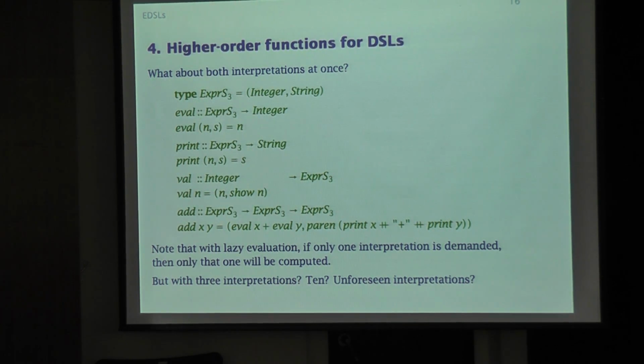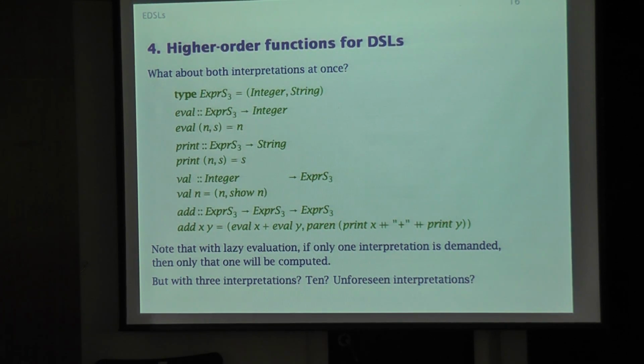Easy. Now, val is supposed to take an integer and make one of these pairs. If the integer is n, it makes the pair whose first component, the integer component, is n, and whose second component, the string component, is show of n. Add should take two expressions and make an expression out of them. Each of those expressions is a pair. So I've got an integer string pair and an integer string pair, and I want to make an integer string pair.